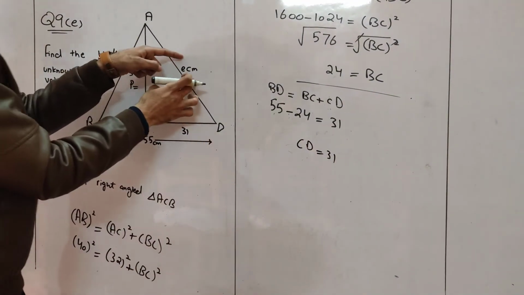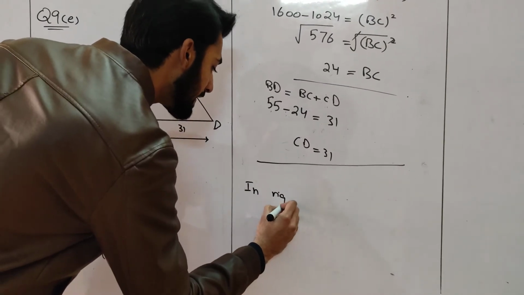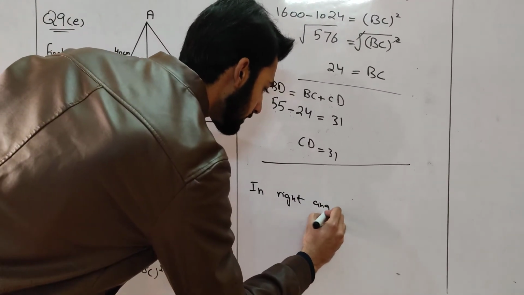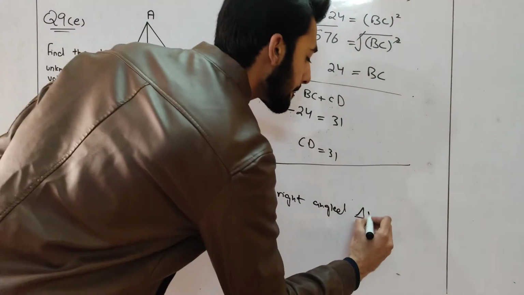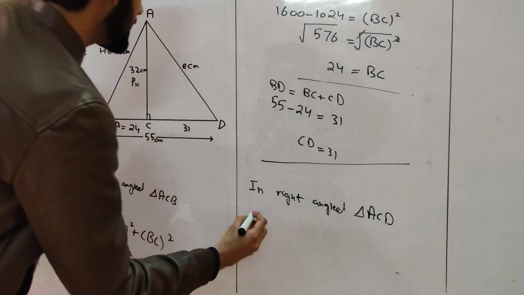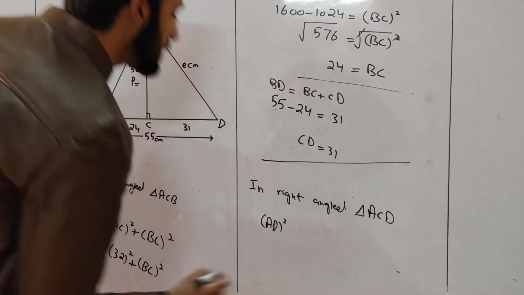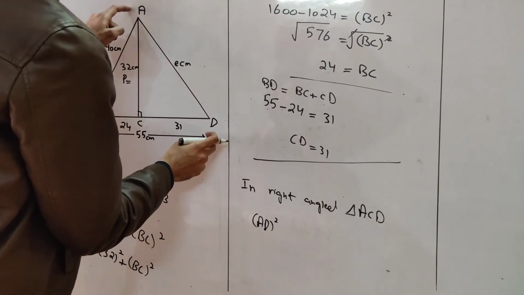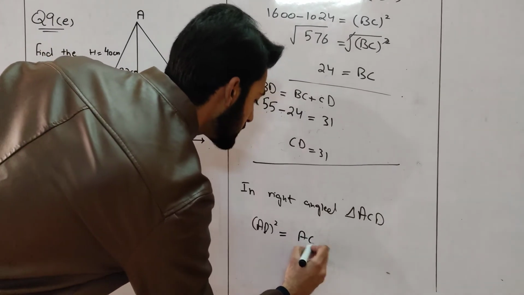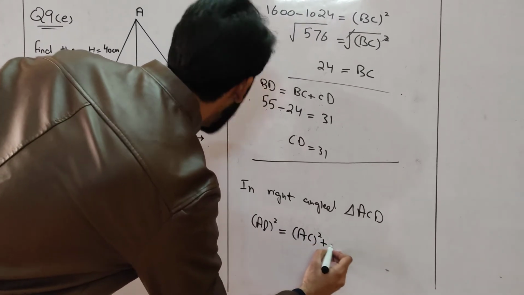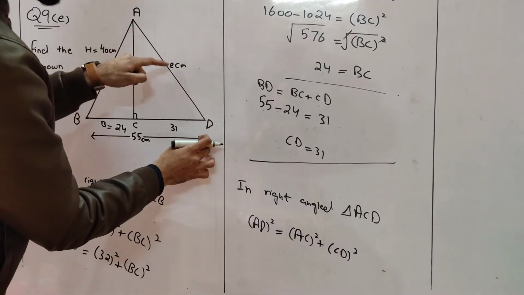Now we are required to find the value of E, so we move to the next triangle, the right angle triangle ACD. Applying the Pythagoras theorem, the square of the biggest side, which is AD, equals the sum of the squares of the other two sides, the square of AC plus the square of CD. In place of AD we can write E.